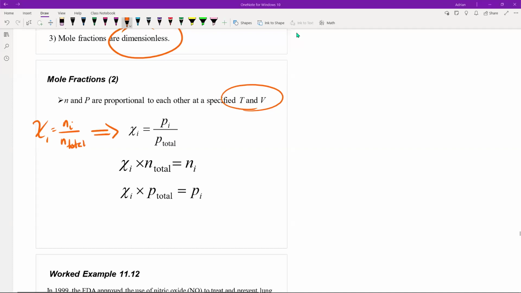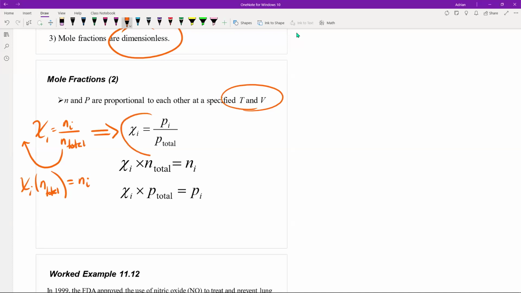And if you rearrange our equations, we can actually solve for both the mole fraction, or the number of moles, and also the pressure of each of these components by doing a simple manipulation. If I move the total pressure to the other side, the mole fraction times the total number of moles would give me the number of moles of I.